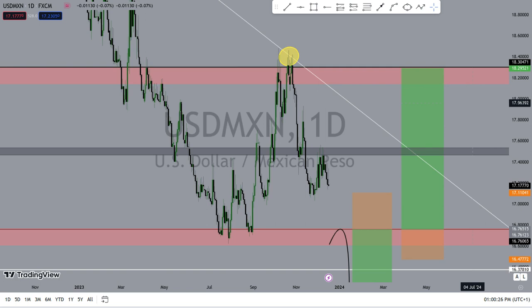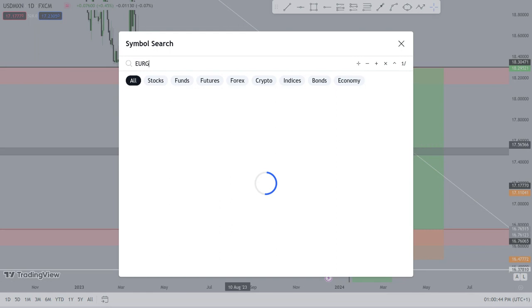So what I have today for you guys, I have different pairs which I'll be analyzing, and also do a recap of last week's price projection. So last week we projected Euro GBP.